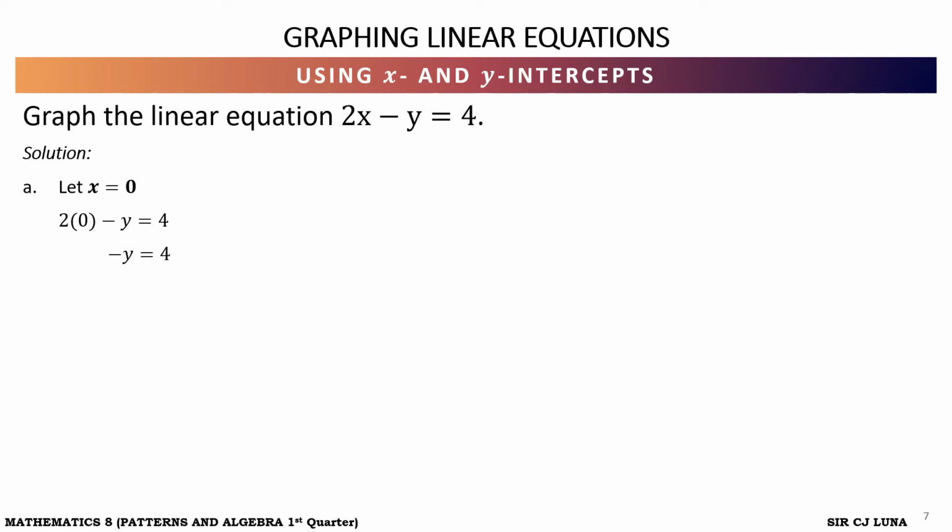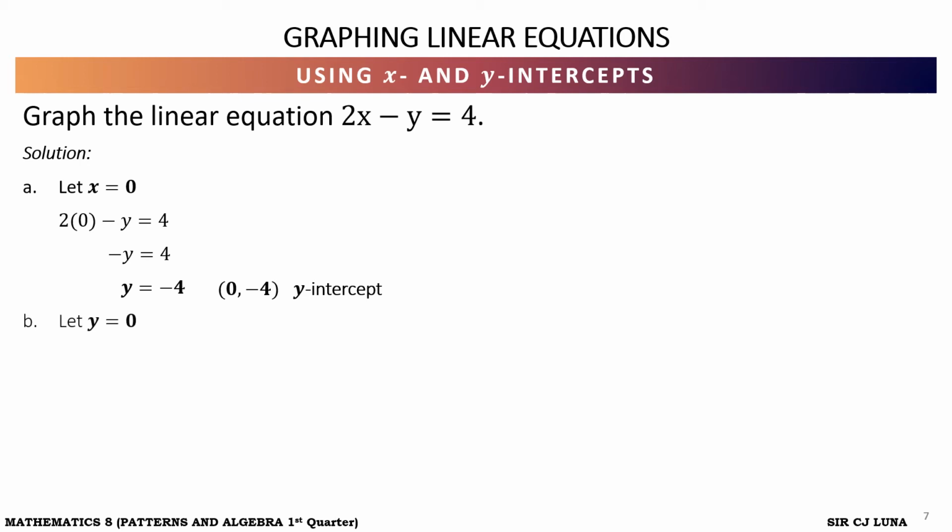But 4 is not yet the value of y kasi yung ating y ay negative. So i-multiply mo yan ng negative 1, yung whole equation, para maging positive yung ating y. So y now is equal to negative 4. Okay? Ibig sabihin, kapag ang x mo ay 0, ang y mo ay negative 4. So our y-intercept now is 0, negative 4. Okay?